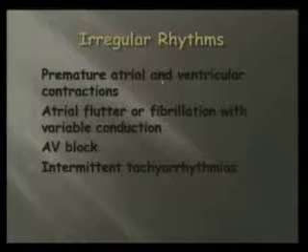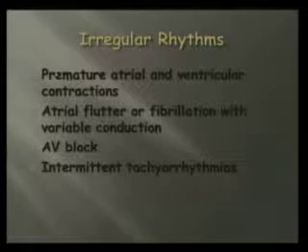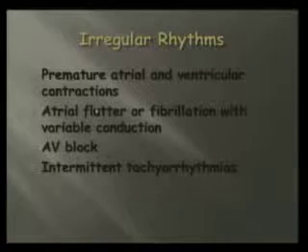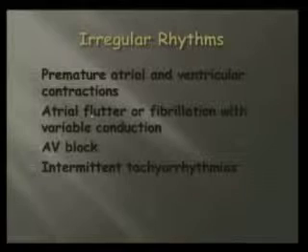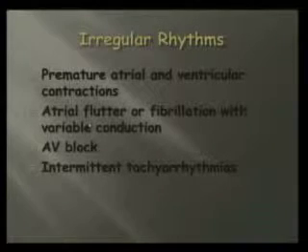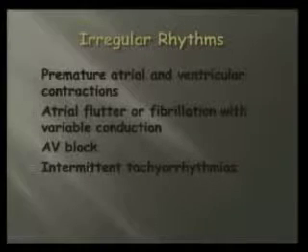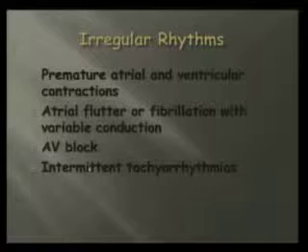So the irregular rhythms are predominantly premature contractions, premature atrial or ventricular contractions. Atrial flutter and fibrillation can also give you an irregular ventricular rhythm. AV block can be regular or irregular. And then you can have intermittent tachycardia. So you got some tachycardia that stops and starts, and that will make it irregular.